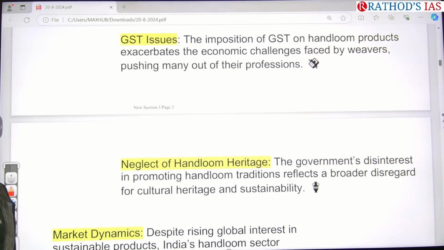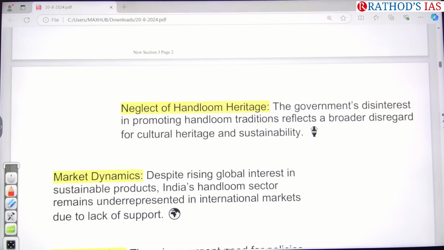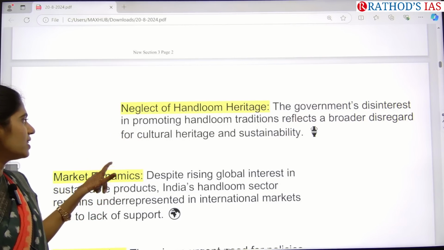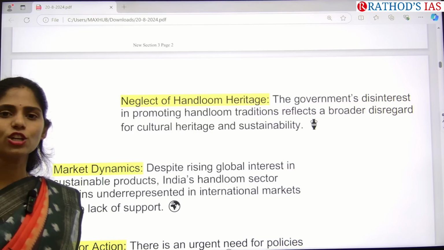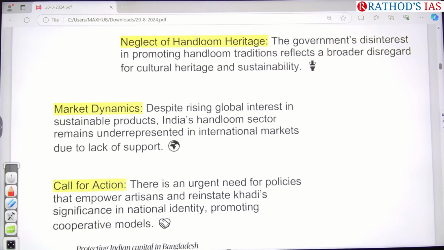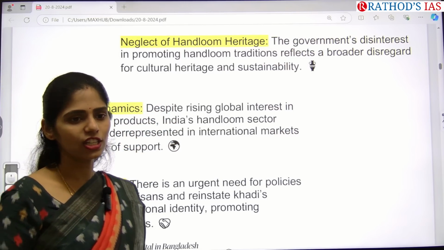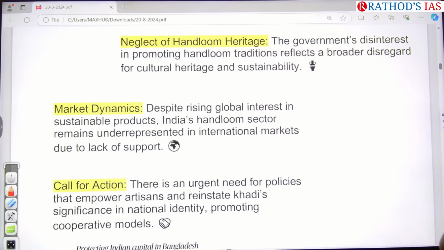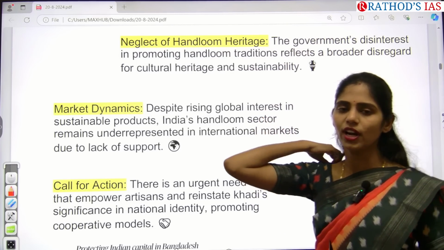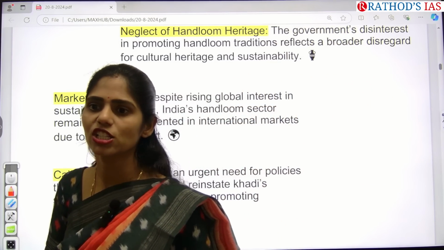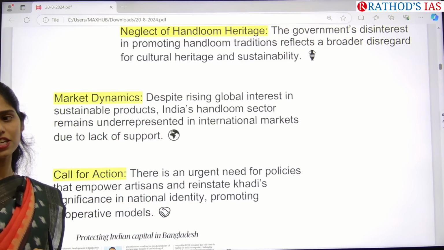And we can understand that there is neglect of our handloom heritage. The government's disinterest in promoting these handloom traditions reflects a broader disregard of our cultural heritage, and we can't ensure the sustainability of our cultural heritage. And the next one here is market dynamics. There is a rising global interest in sustainable products, and whenever our goods go into international markets, they become competitive when their price is lower. But because of the imposition of GST, there is decreasing demand for khadi-made flags in international markets. Because of this, it is totally affecting our international trade as well.